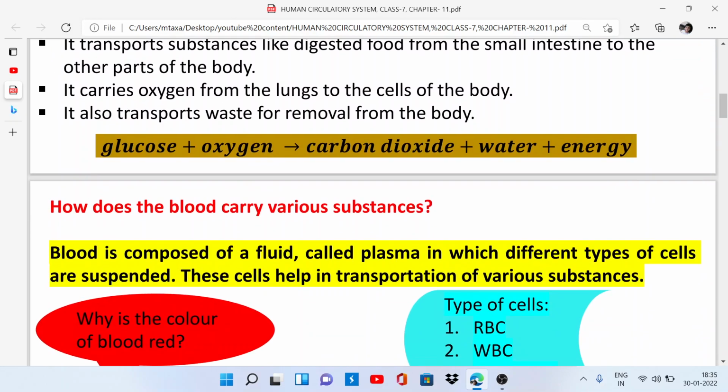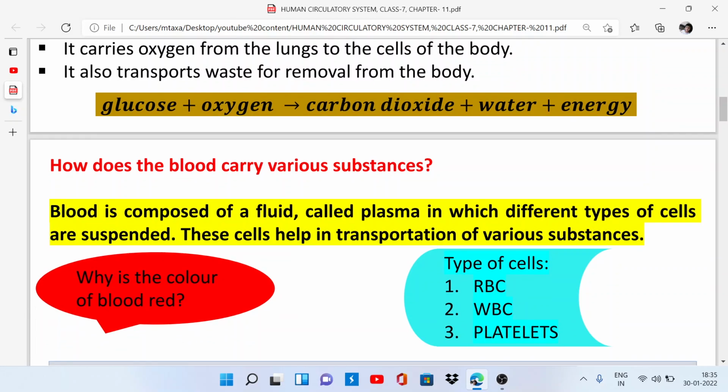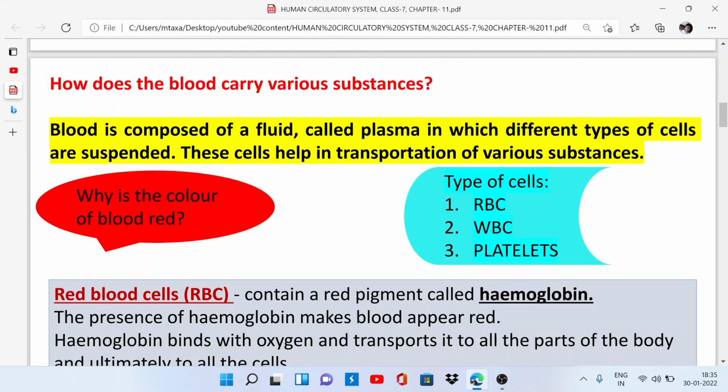Now can you think how this blood transports various substances? Blood is composed of a fluid called plasma in which different types of cells are suspended. These different types of cells help in the transportation of various substances. The types of cells are red blood cells, RBC, white blood cells, WBC, and platelets.